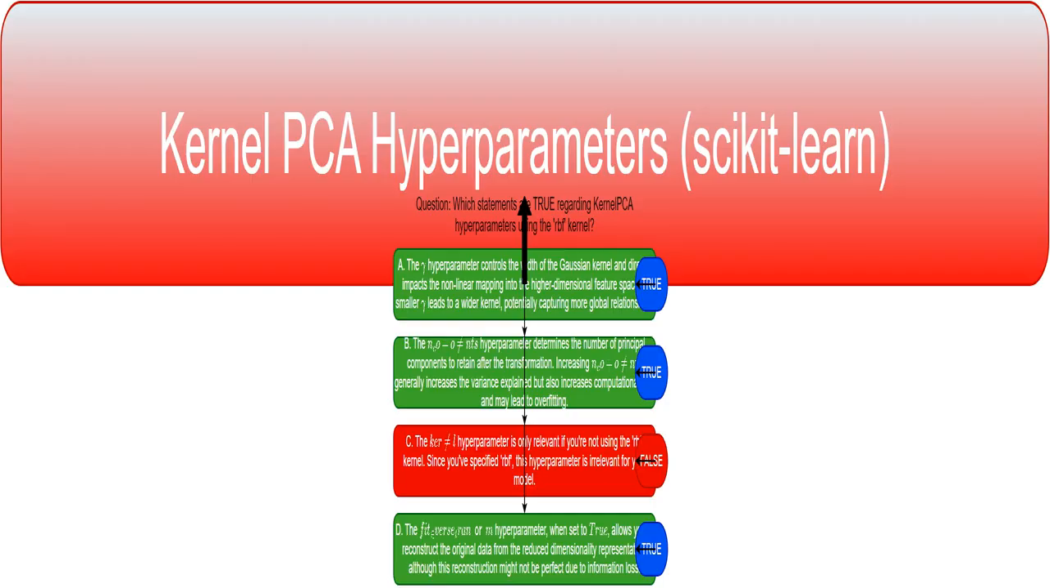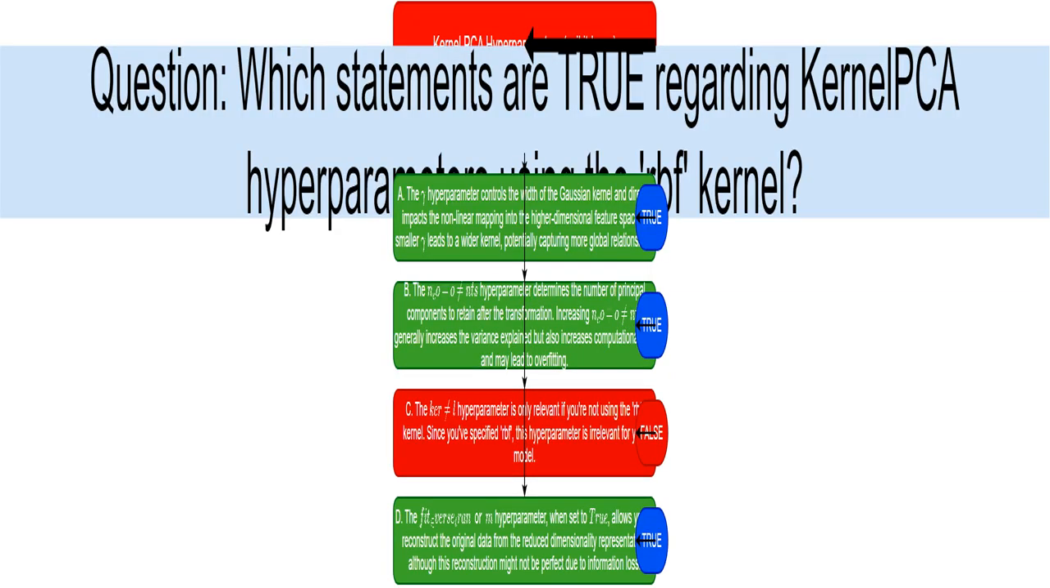This is the title of the problem. I'm exploring kernel principal component analysis, a dimensionality reduction technique, using the scikit-learn library in Python. This is the core question that I need to answer. I'll examine each statement about KernelPCA's hyperparameters and determine which ones are true.